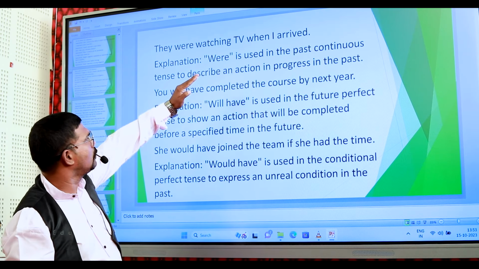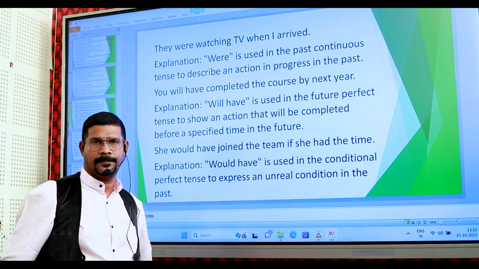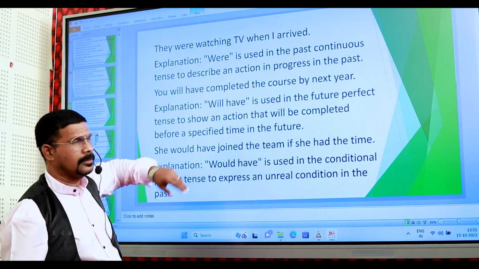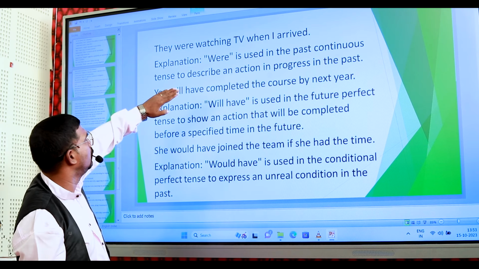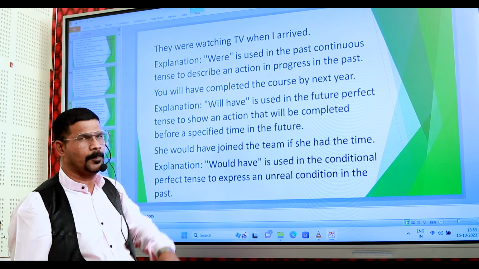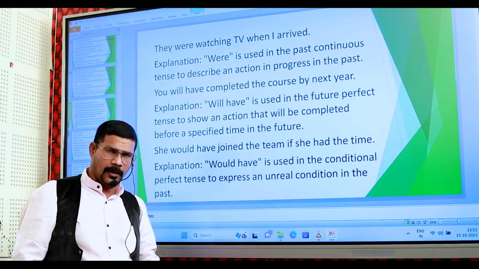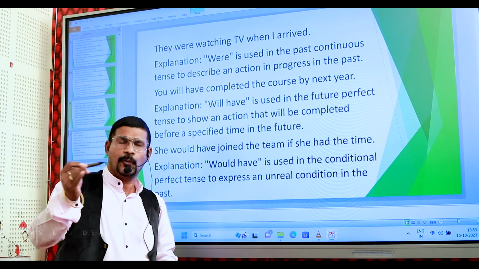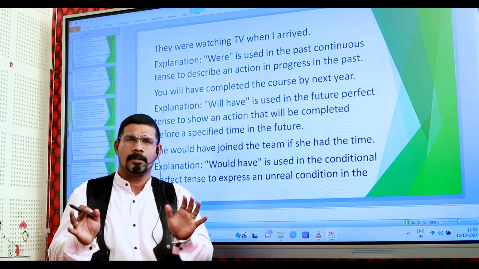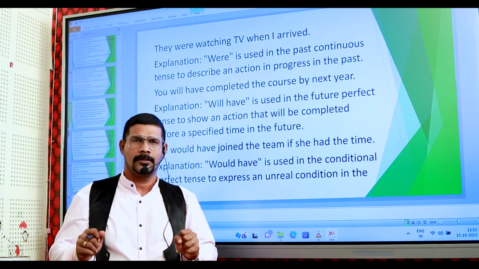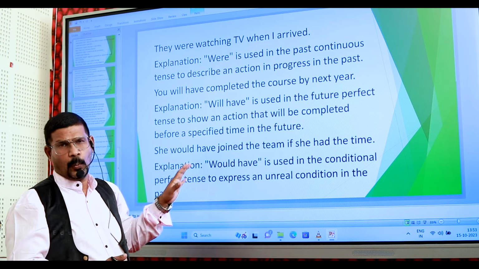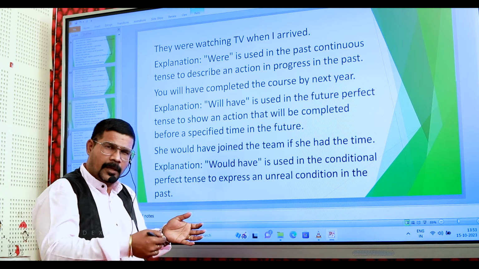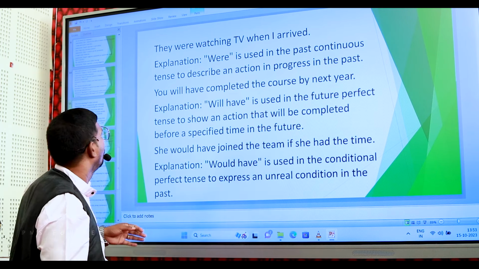They were watching TV when I arrived. Explanation: were is used in the past continuous tense to describe an action in progress in the past. Definitely, in the next video, the future video, I'm going to explain about tenses and their structure. Be patient, watch this video and make a note of it.